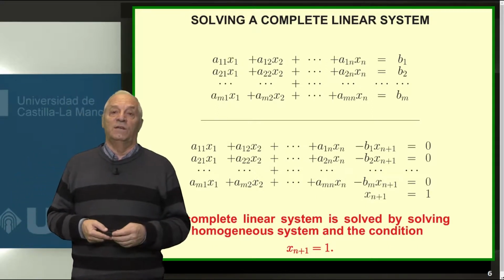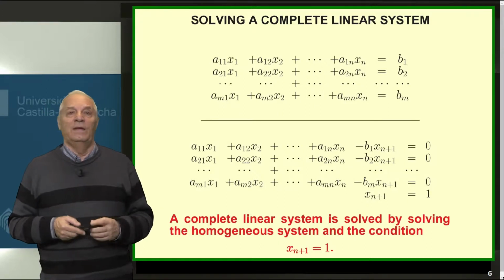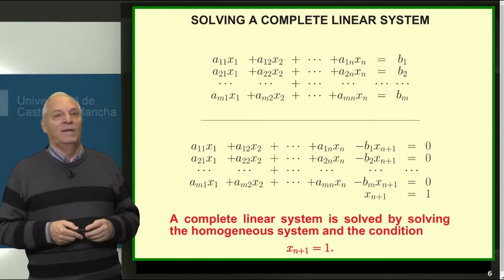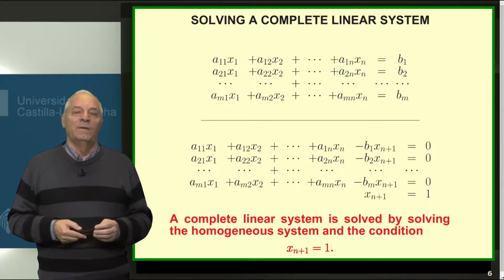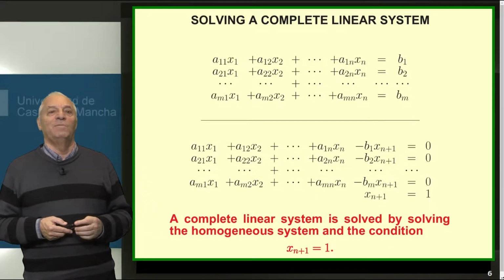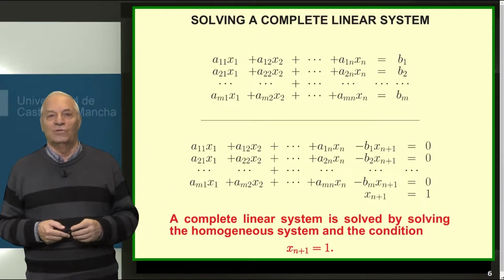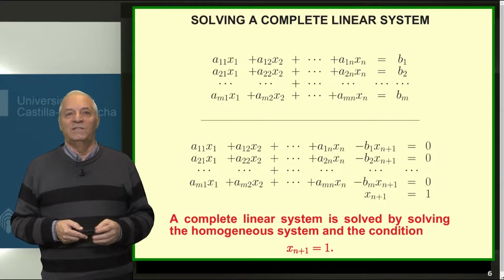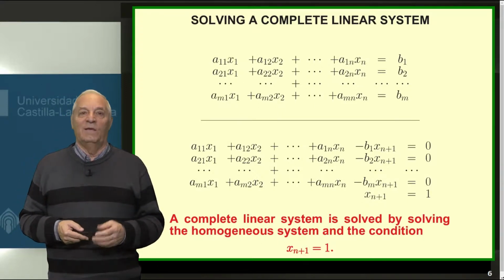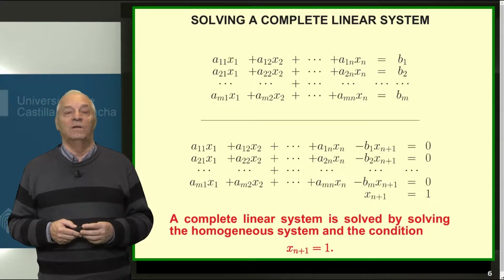So, at the bottom, as you see, the system above appears, where the b's have been multiplied by xn+1, and they have been passed to the other member with a sign changed. In addition, the new equation xn+1 equal to 1 appears. What has happened is that now the independent terms, except in the equation xn+1 equal to 1, are all null.